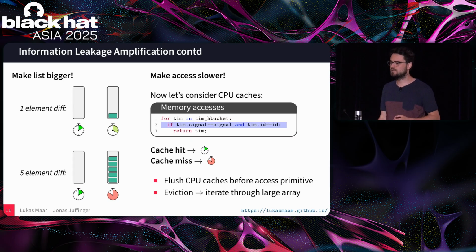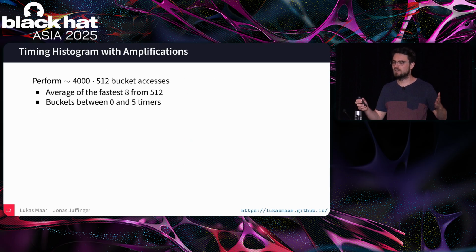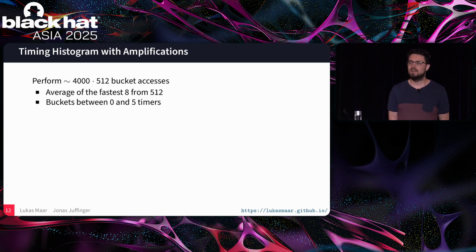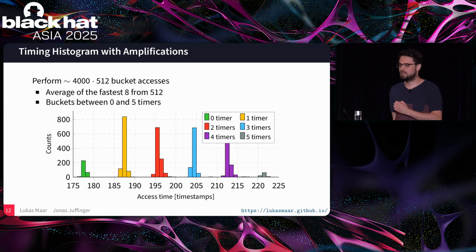We implemented the cache flushing and also tried different bucket sizes. We ran the experiment again. Now 4000 times 512 accesses. Again, we take the average of the 8 fastest of each measurement. And now we measure the difference between 0 and 5 timers. And this is now really nice.